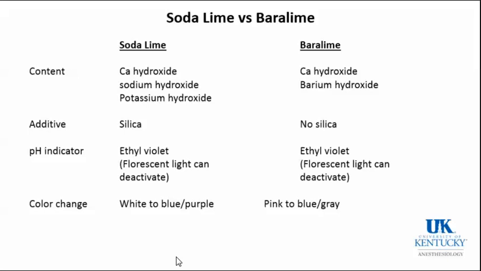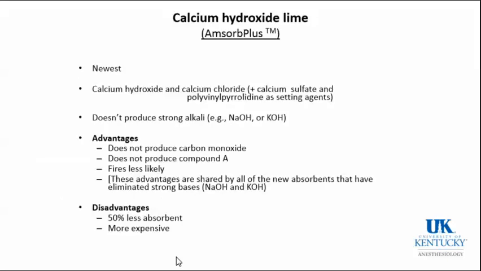This compares soda lime with Baralime. I'm not sure that it's too relevant anymore, except to the pH indicator. This is ethyl violet in these particular absorbers. The importance is that they can be inactivated by fluorescent light. And so you can't trust the fact that if it's still white, that it isn't exhausted, because the color may have been dissipated by fluorescent light. And this is why it's important to change these periodically, regardless of what color they are.